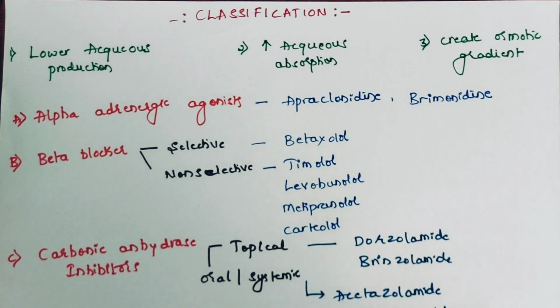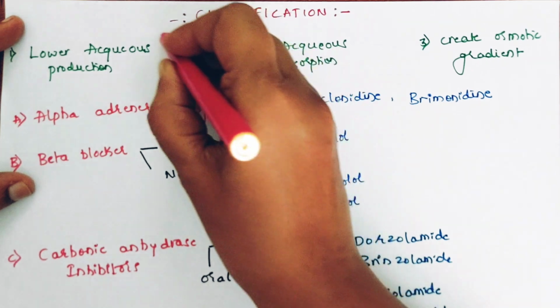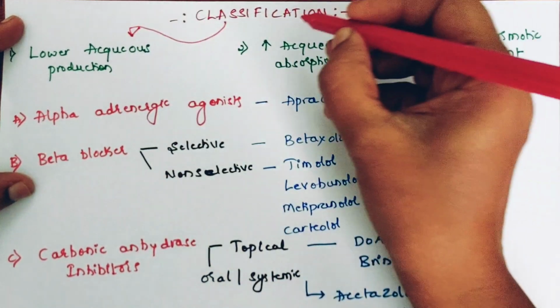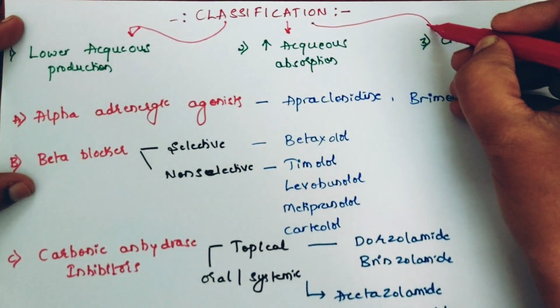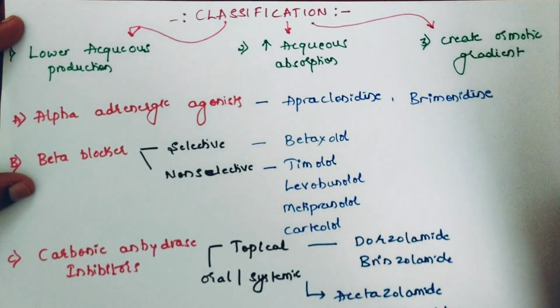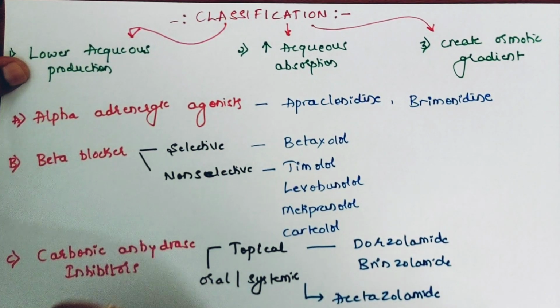Now moving on to the important part of this video, that is the classification of anti-glaucoma medications. So we can classify these anti-glaucoma medications into those which will lower the aqueous production, those which will increase the aqueous absorption, and those which will create an osmotic gradient. Okay, so coming to the medications which will lower the aqueous production, here you can use the mnemonic ABC.